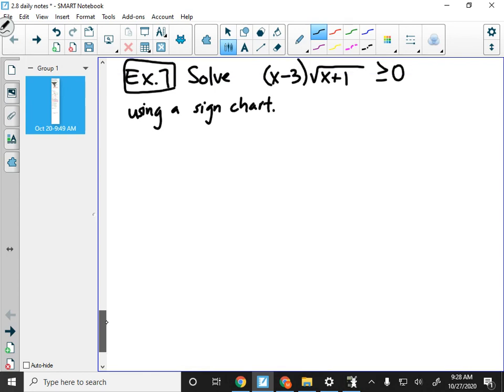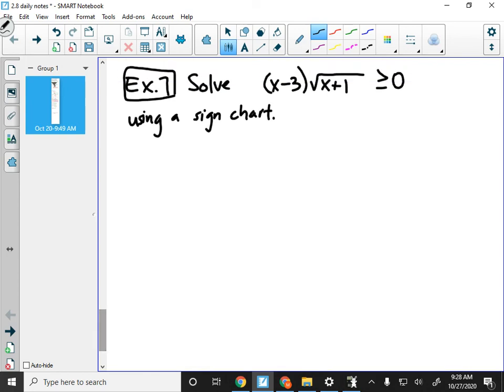Okay, last one, I believe, and then you should be good for your notes. Make a sign chart for this one. This one, there's no fractions. If there's no fractions, that means right off the top of my head, there's no undefined. There could be an undefined because of that square root. In fact, there will be. But for right now, I'm going to find my zeros.